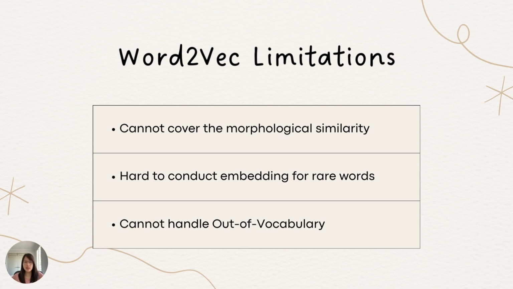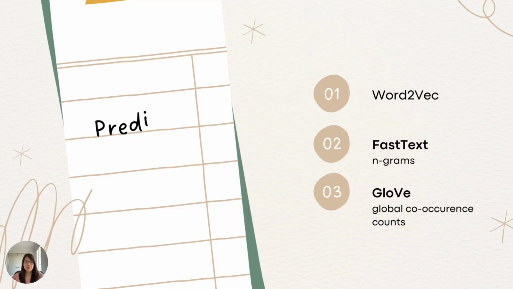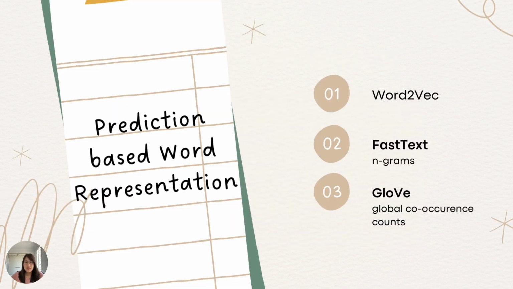Now, the third limitation is that it cannot handle out of vocabulary words. Word-to-vec does not work at all if the word is not included in the vocabulary or the input. Fast text and glove deal with word-to-vec limitations, where fast text breaks words into several n-grams and glove focuses on global occurrence count.